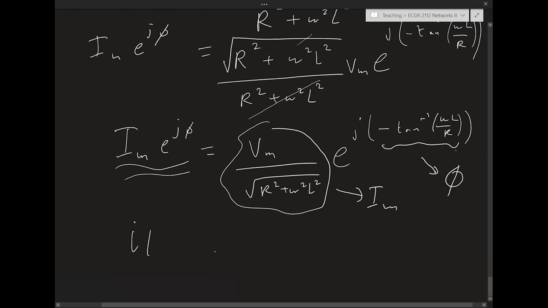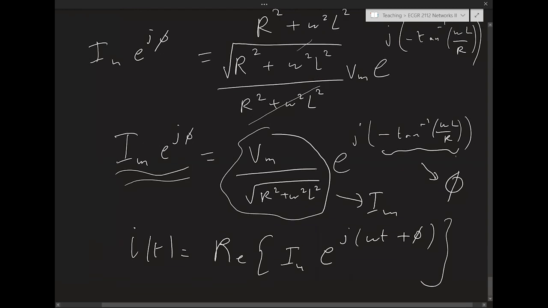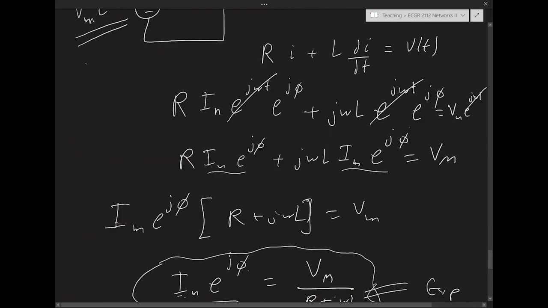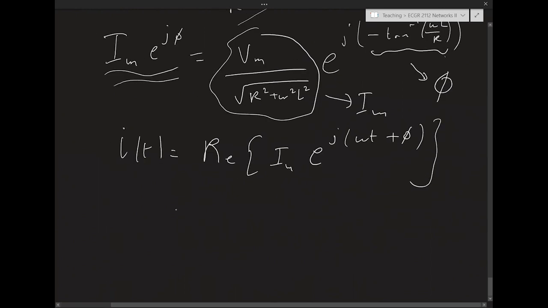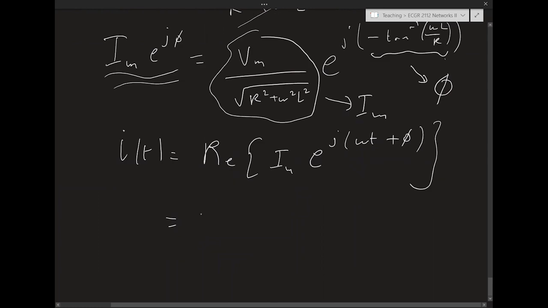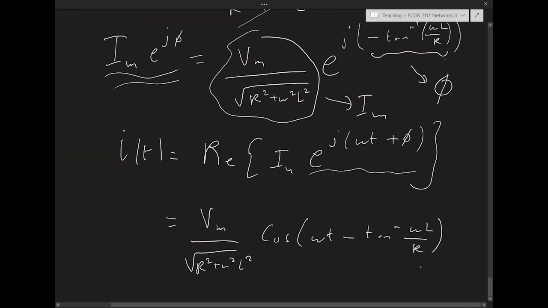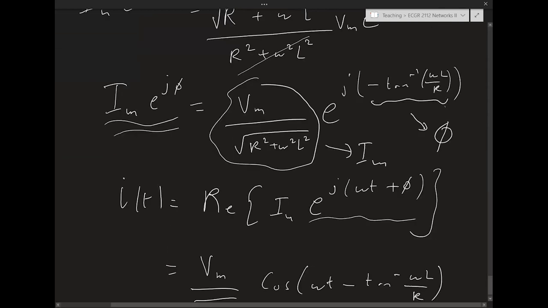The actual real response is going to be the real part of Im e^{j(ωt + φ)}. Remember, we have to plug back in the ωt, because the response needs to match the forcing function, and the forcing function has ωt in it. This is just Im, and then the real part is going to be cosine of this thing, and I ignore the imaginary part. So it's cosine(ωt − tan⁻¹(ωL/R)). So I got the same response, and I seem to have gotten it in an easier manner, just by doing complex number manipulations.